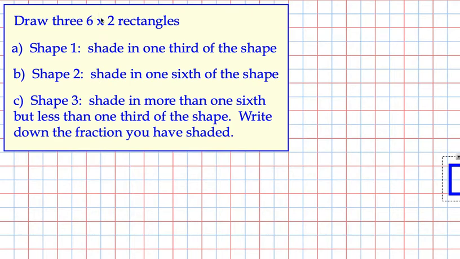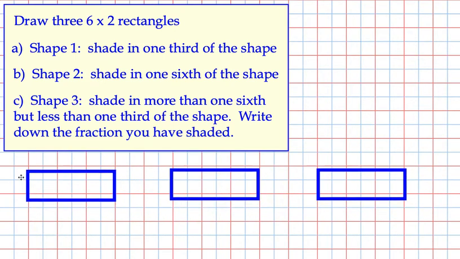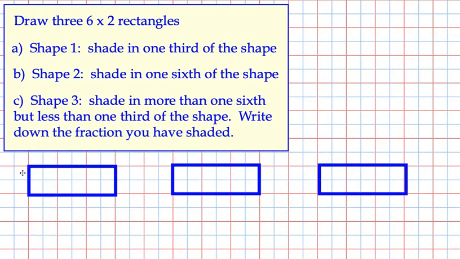It means 6 by 2. It means 6 long and 2 broad, 6 by 2. And we've got instructions as to what to do with each of the 3 shapes. So what I'm going to do to save a bit of time, I've got them waiting in the wings here. So with a straight edge or a ruler, you would draw the shapes that are asked for.